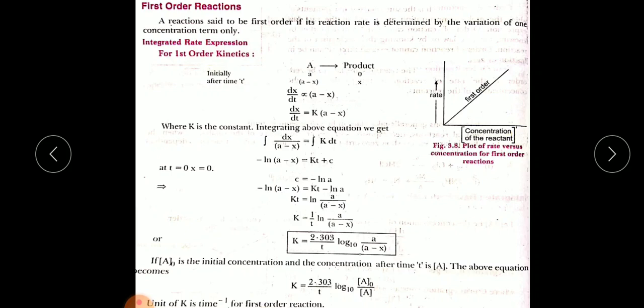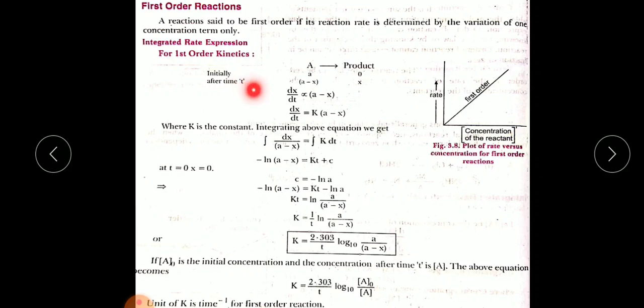Here also we'll need to use the knowledge of integration and logarithm that you have in mathematics. So, the integrated rate expression for first order reaction. First we'll consider a general reaction, A giving a product. Initially, that means when the reaction had not started, let the concentration of reactant A be a and the product will be 0.